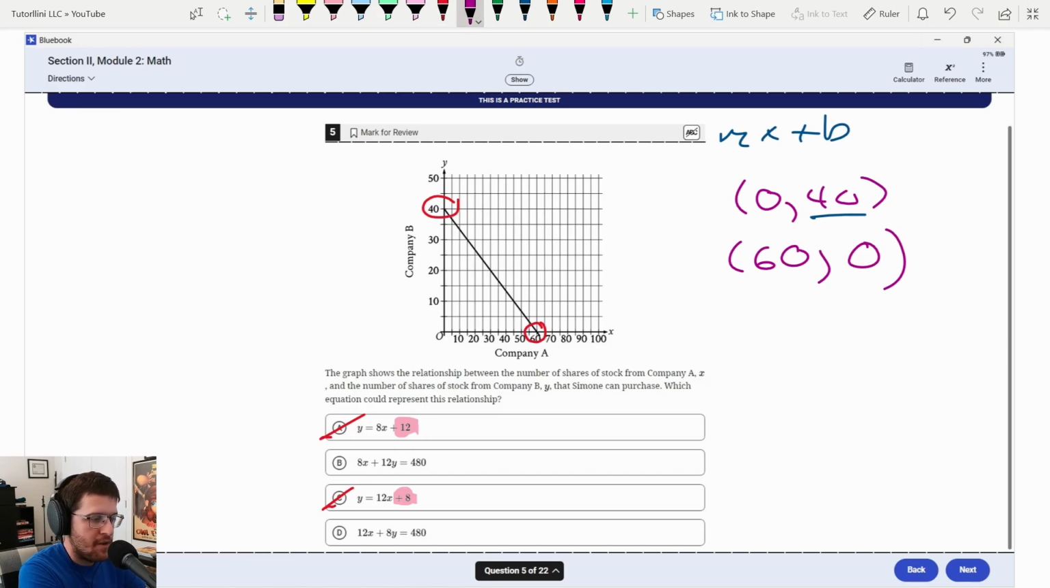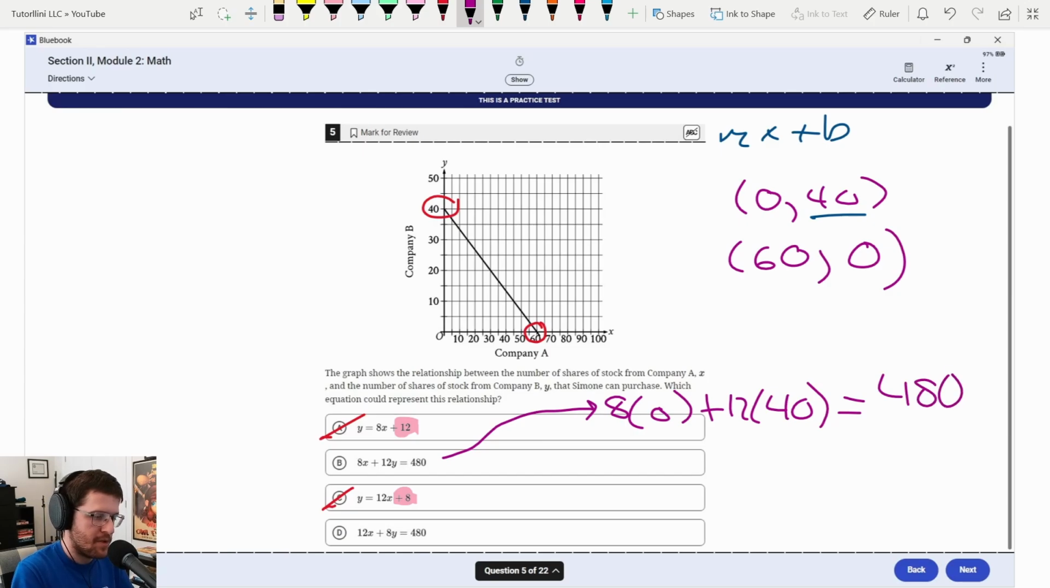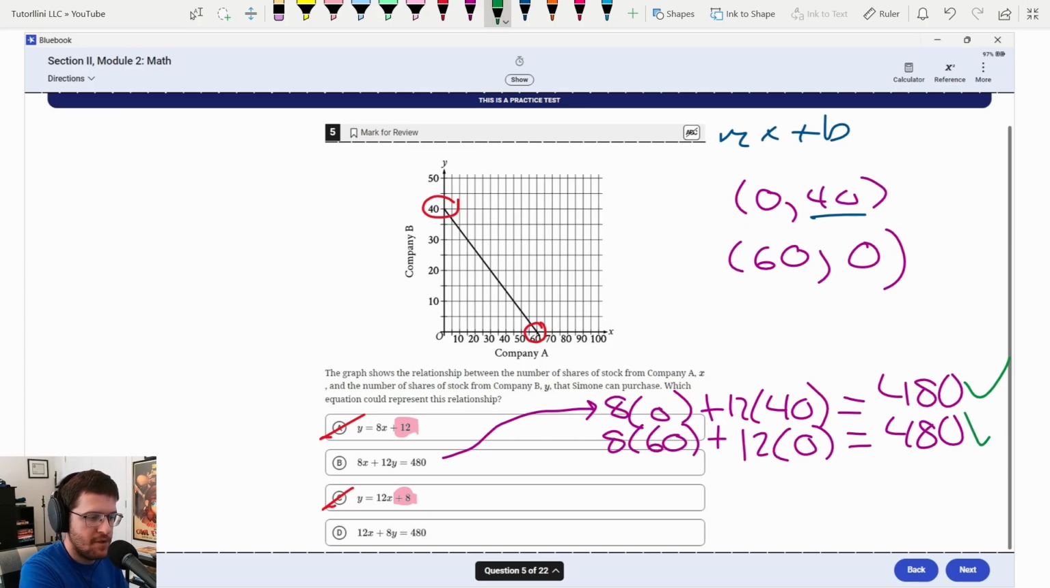So let's try the first point on B. So 8 times 0 plus 12 times 40 equals 480. Okay, so 8 times 0 is 0, 12 times 40 is 480. That one looks good. We gotta check the other one though. So 8 times 60 plus 12 times 0 equals 480. Well, 8 times 60 is 480. That one looks good too. B must be the answer.